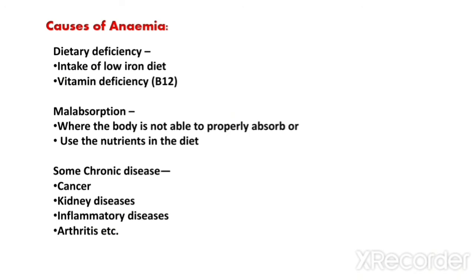Now, what are the causes of anemia? There are various causes of anemia. Some of the causes mentioned here are dietary deficiency, which includes low intake of iron diet, vitamin deficiency like vitamin B12, malabsorption, where the body is not able to properly absorb or use the nutrients in the diet, and some chronic diseases like cancer, kidney disease, inflammatory diseases, arthritis, etc.